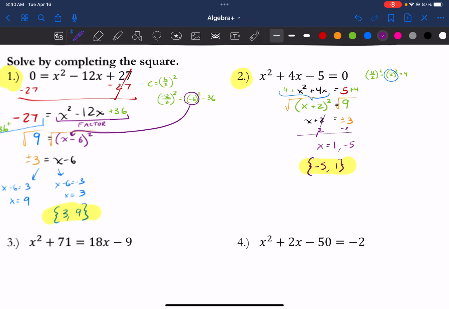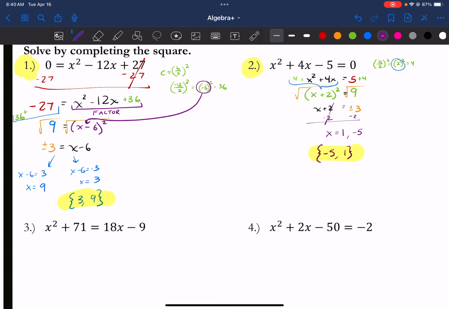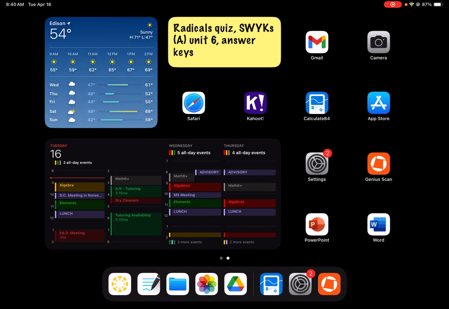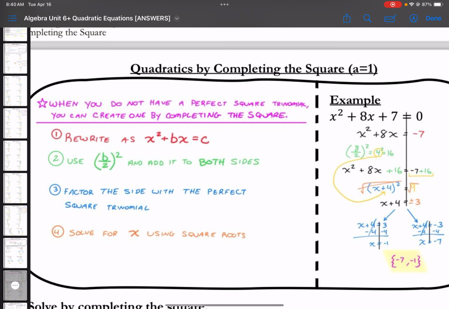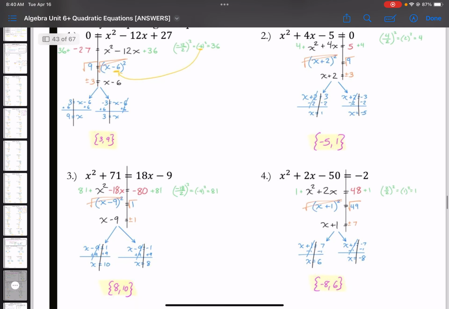I'm going to leave this on the screen. I want you to pause the video and try number 3 and 4 before you check your answers. Now that you've tried 3 and 4, or maybe you tried 3 and then you're going to try 4, go ahead and check your answers to make sure that you're completing this correctly.